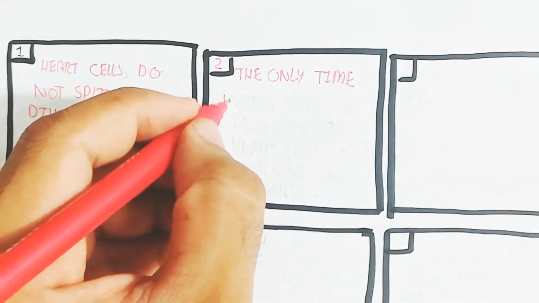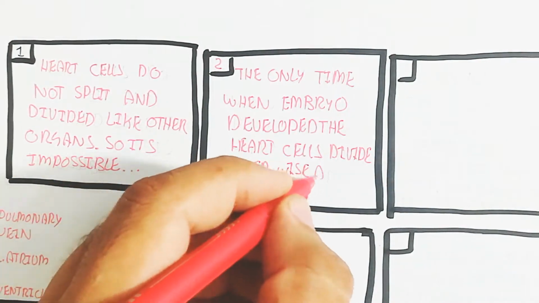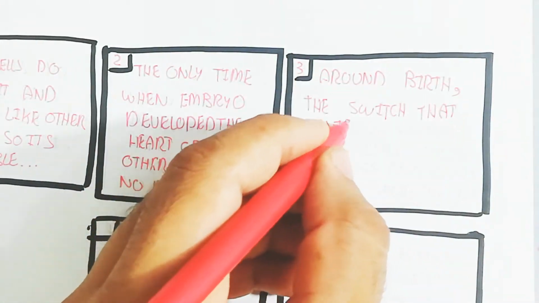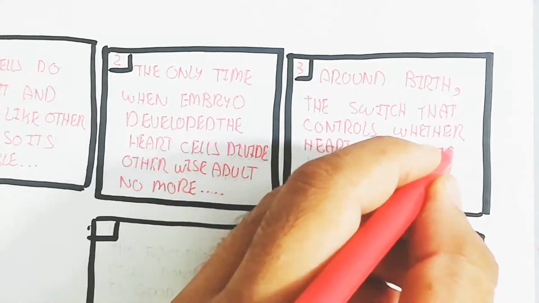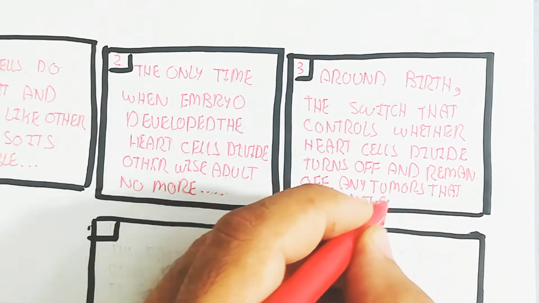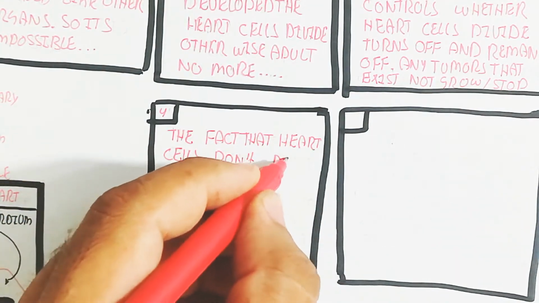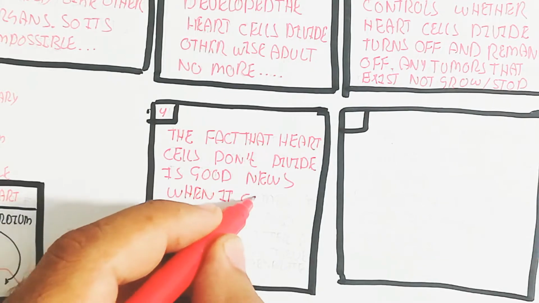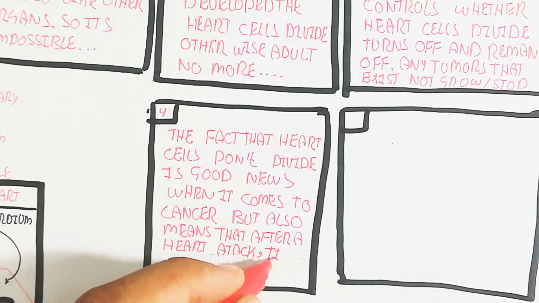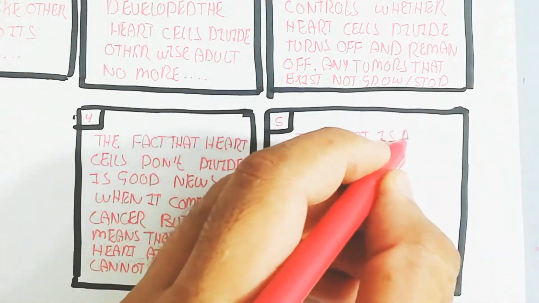Number one, heart cells do not split and divide like other organs, so it is impossible. The only time heart cells divide is when the embryo develops; otherwise, in adults, no more. Around birth, the switch that controls whether heart cells divide turns off and remains off, and any tumor that exists does not grow. Number four is that the fact that heart cells don't divide is good news when it comes to cancer, but it also means that after a heart attack, tissue cannot regenerate. That is why the heart tissue is non-replicating and undividable.